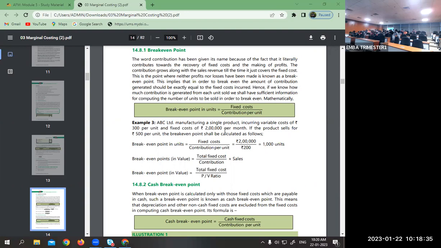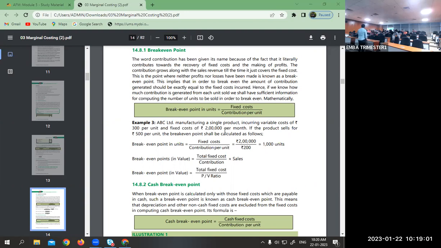Now the same company sells 1 lakh units. 1 lakh into 10, 10 lakh is the total sales in rupees. Minus variable cost, 1 lakh into 7, which is 7 lakhs. So 10 lakh minus 7 lakh is equal to 3 lakh, the total contribution. 3 lakhs divided by 10 lakhs total sales, multiplied by 100, is equal to 30.